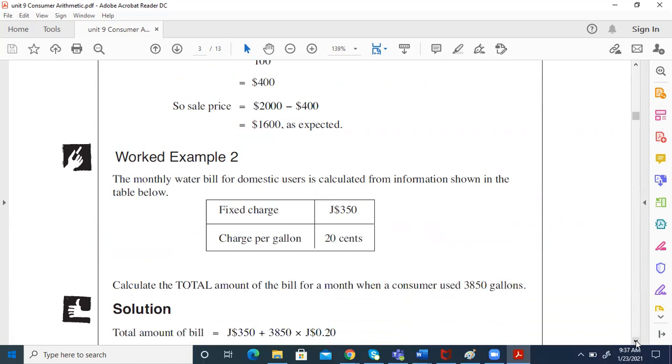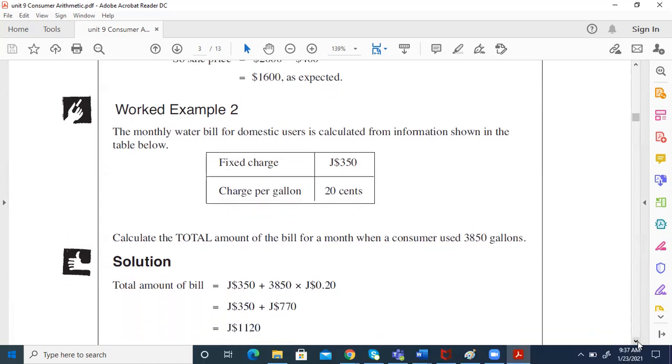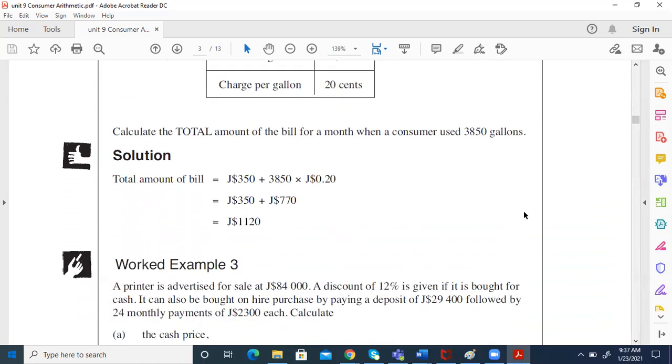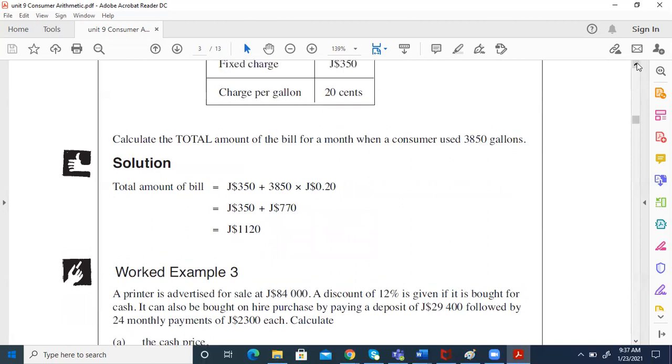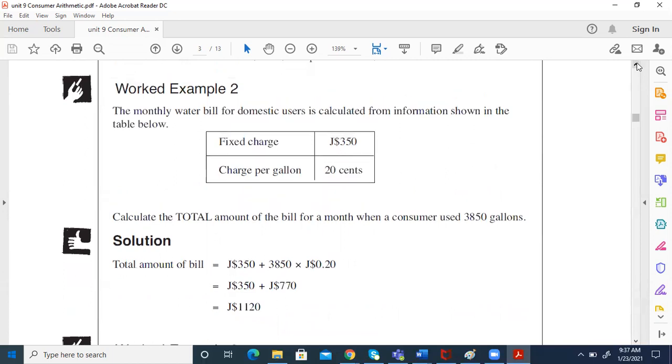All right. The next thing we have here is they're talking about bills. The monthly water bill for domestic users is calculated from information shown in the table below. It's a fixed charge of 350, and then the charge per gallon is 20 cents. You are to calculate the total amount of the bill for a month when a consumer uses 3,850 gallons.